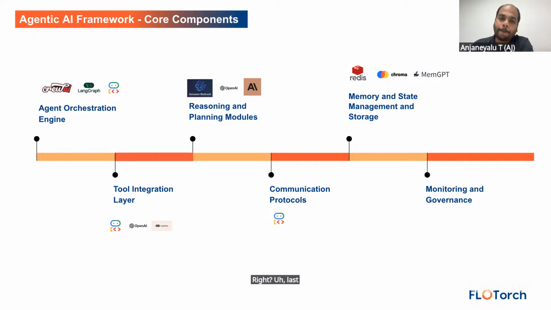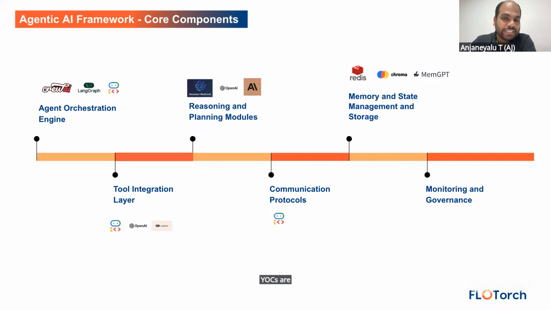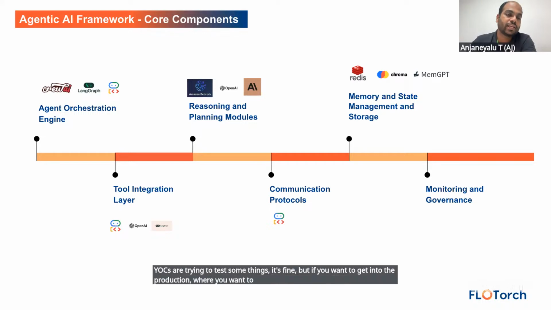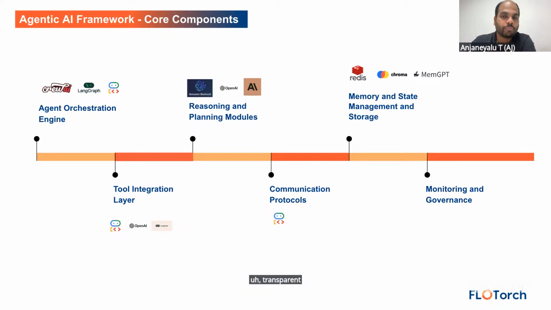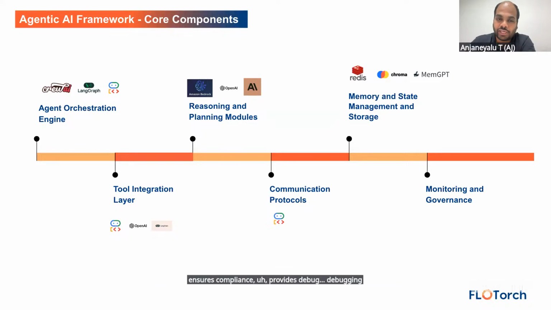Last but not the least is the monitoring part, monitoring and governance. This becomes absolutely critical for production deployments. If you're running some POCs or trying to test some things, it's fine. But if you want to get into production, where you want to scale your applications, see the usage and have a completely transparent picture of what's behind the screens, this is very much needed. It tracks agent performance, ensures compliance, provides debugging capabilities, and manages security.